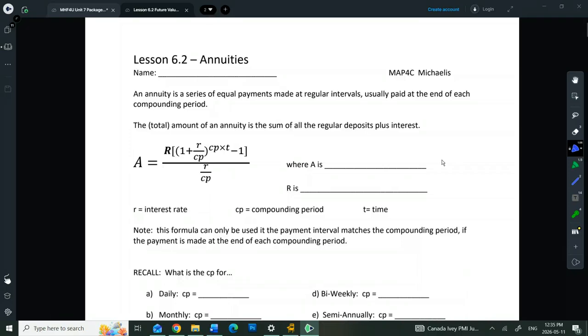Like RRSPs, if you're saving for retirement, you can have savings plans set up so that the same amount goes in, or RESPs, which is a registered education savings plan. So your parents might have an RESP for you, where they've been saving up money for your post-secondary education.